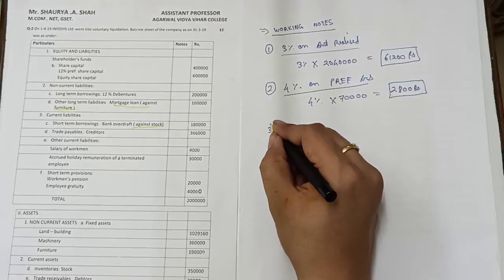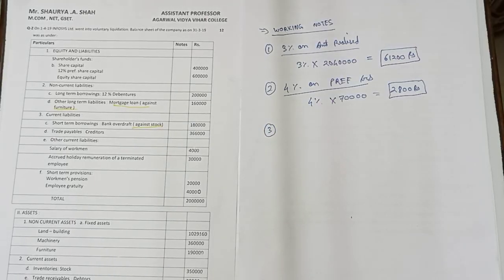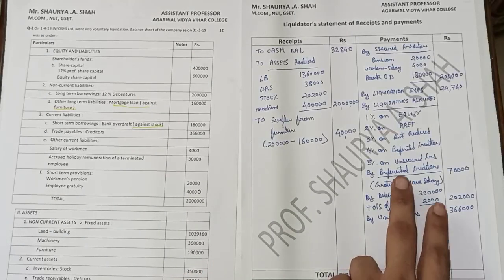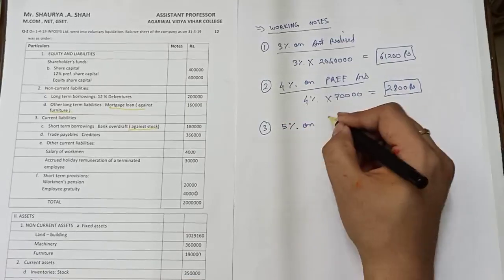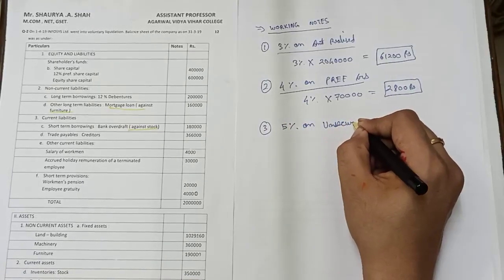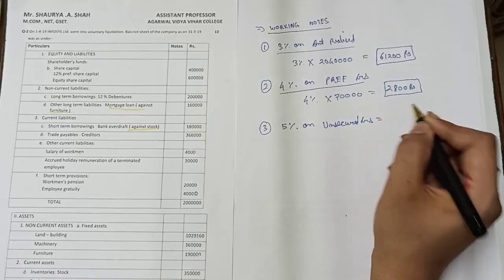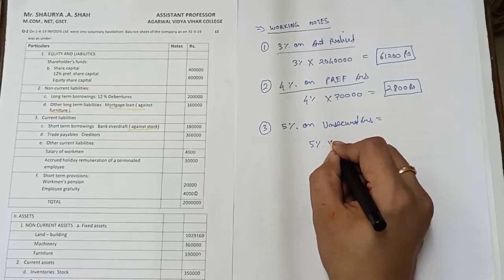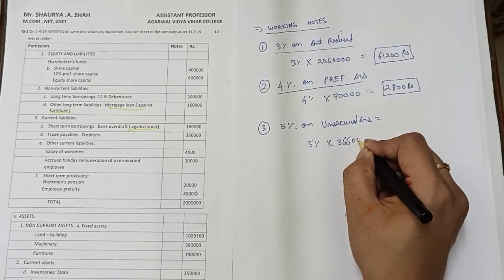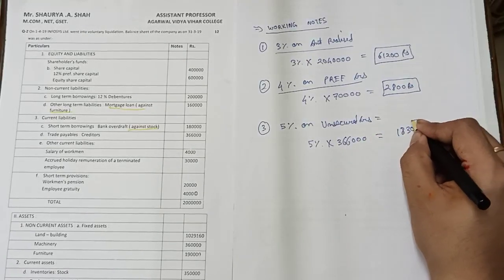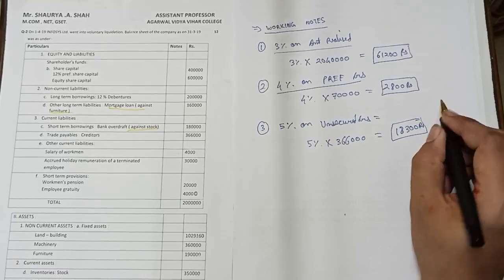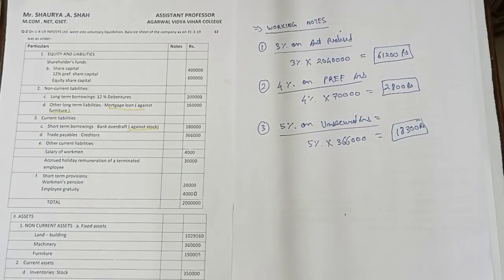The third note will be related to payment of 5% on unsecured creditors. 5% on unsecured creditors is equal to 5% into the amount, which is 3,66,000. We saw it right now. So your answer comes to 18,300 rupees, right? So out of 5 liquidator's remuneration items, I have solved 3.